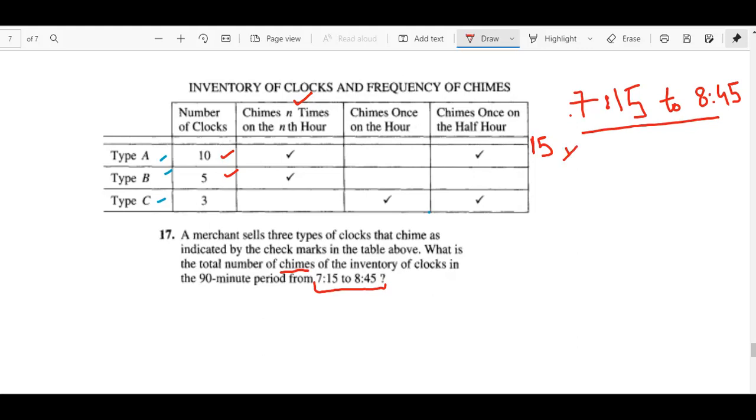So 15 clocks would chime 8 times on the 8th hour. Right? We are going to have this in this time period. Are you clear with this part? Yes, ma'am. Okay. Plus? Yes, ma'am. Okay. Let's talk about this column now. This is going to chime once on the hour. Again, we only have 8 as the whole hour, okay? So this is going to chime once only.